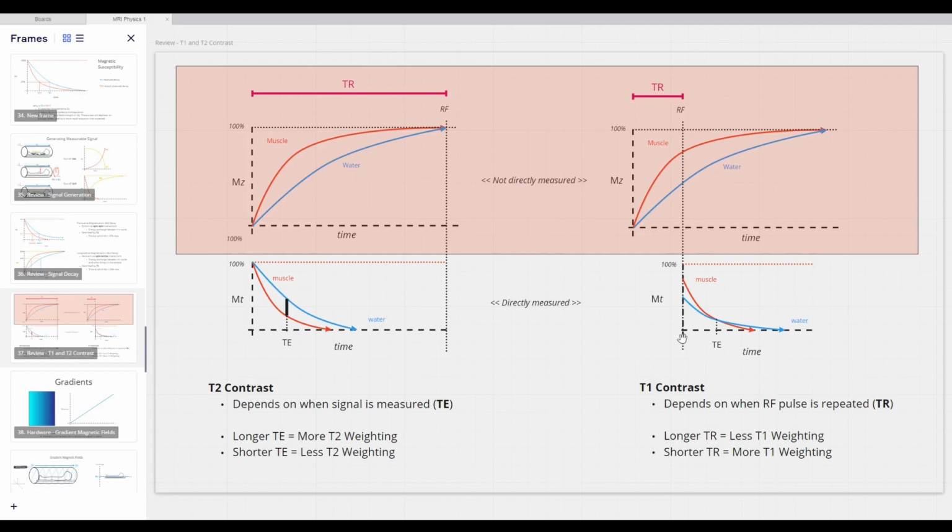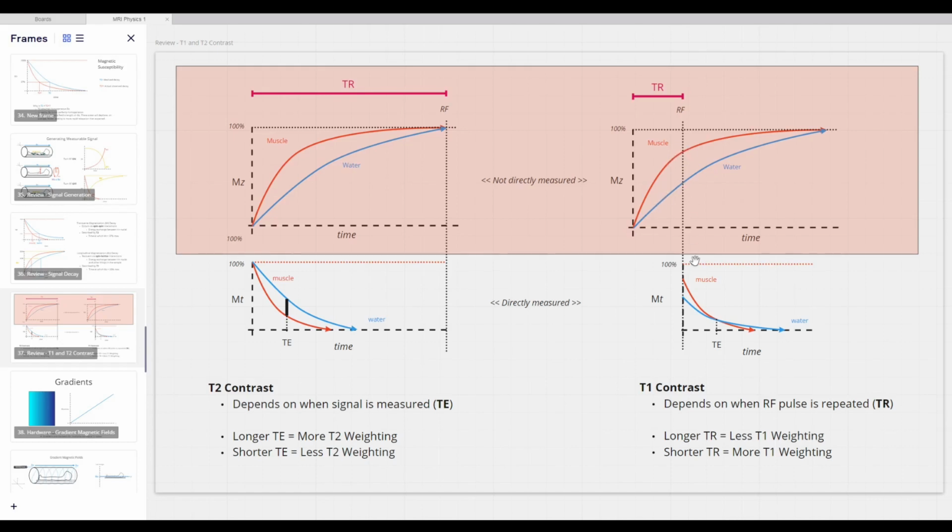And when we knock it down again, there's some difference between where our muscle curve and our water curve are at. Muscle is going to have recovered more, so its magnetization in the longitudinal plane is going to be more than water.